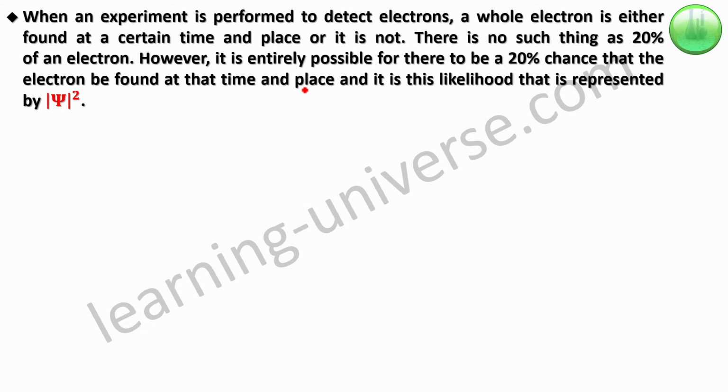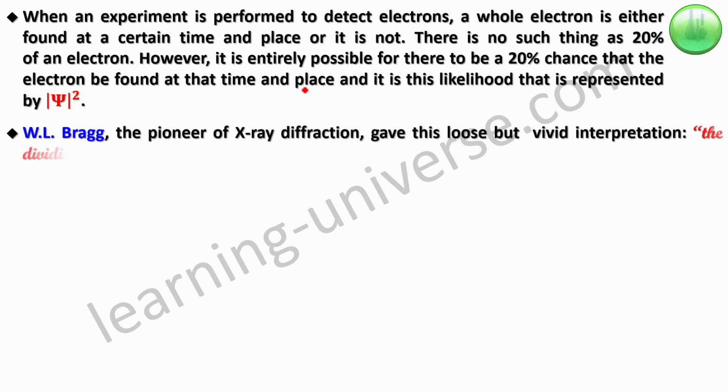No, the electron is at one point. The only thing is, we can only look at probabilities of finding the electron at a particular place in time and a particular coordinate. Now, one of the beautiful ways of describing this, which at first glance would look really confusing, is what was stated by W. H. Bragg, the pioneer of X-ray diffraction, who gave this loose but vivid interpretation.